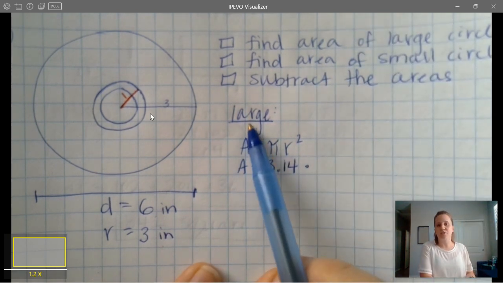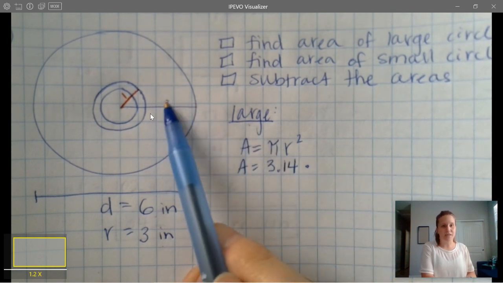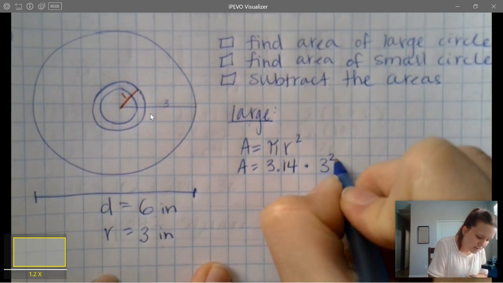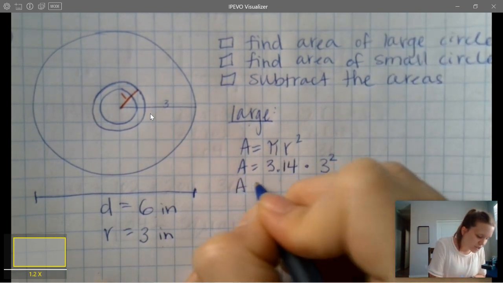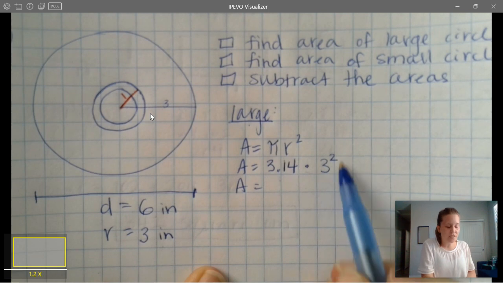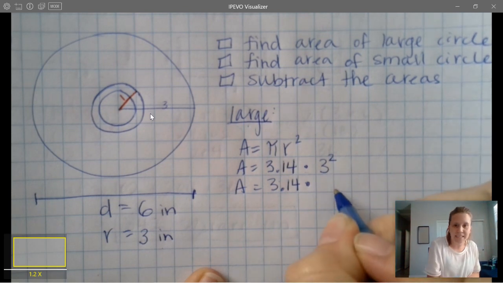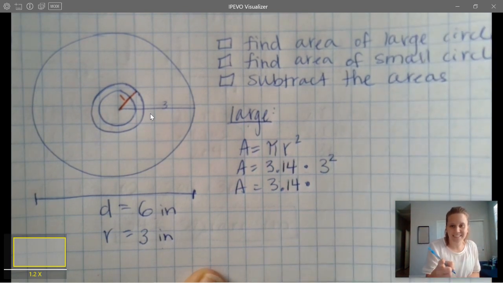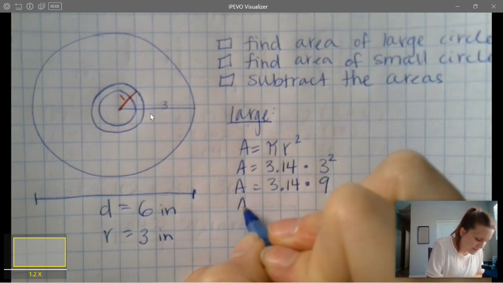What's the radius of the large circle? Yes, the radius of the large circle is 3 inches. So I'm going to write 3 squared. Pi times r squared. Okay, next line of work. Should I multiply or should I do the exponent first? Thinking order of operations, GEMDAS, I'm going to do the exponent first and multiply after. So 3.14 times 3 squared is, did you say 6? I hope not. 3 squared is 3 times 3. 3 times 3 is 9. Awesome. Okay, grab your calculator, go ahead and solve.